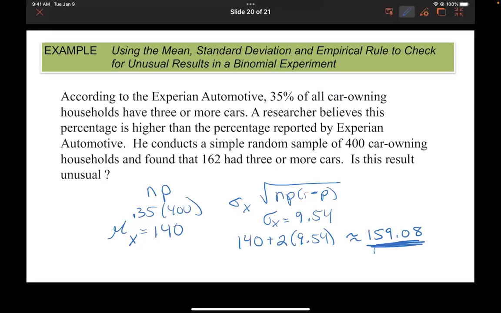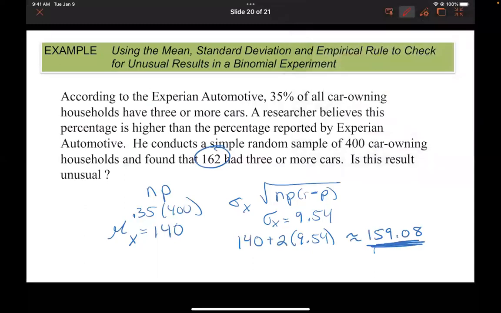Therefore, 162 would be unusual. This is our first way to calculate this. This is not my favorite way to calculate this, but if you want to use the mean and the standard deviation, this is how you would do it. If you're scared of binomcdf or pdf, this is how you would do it. I'm going to do it with binom next.